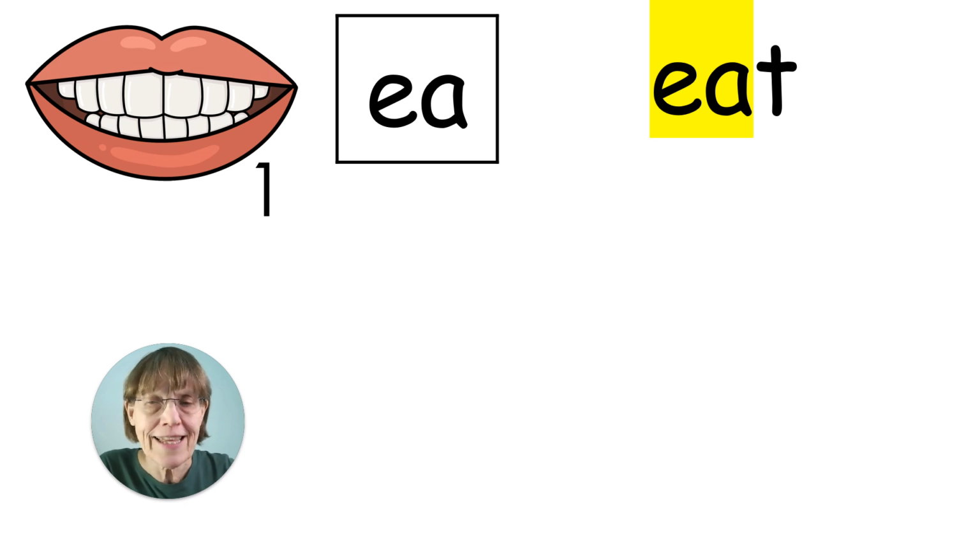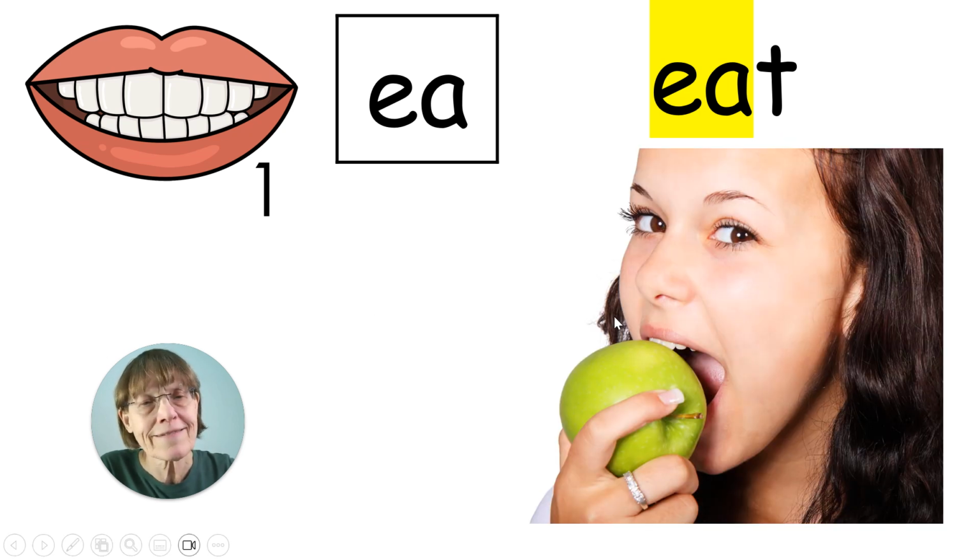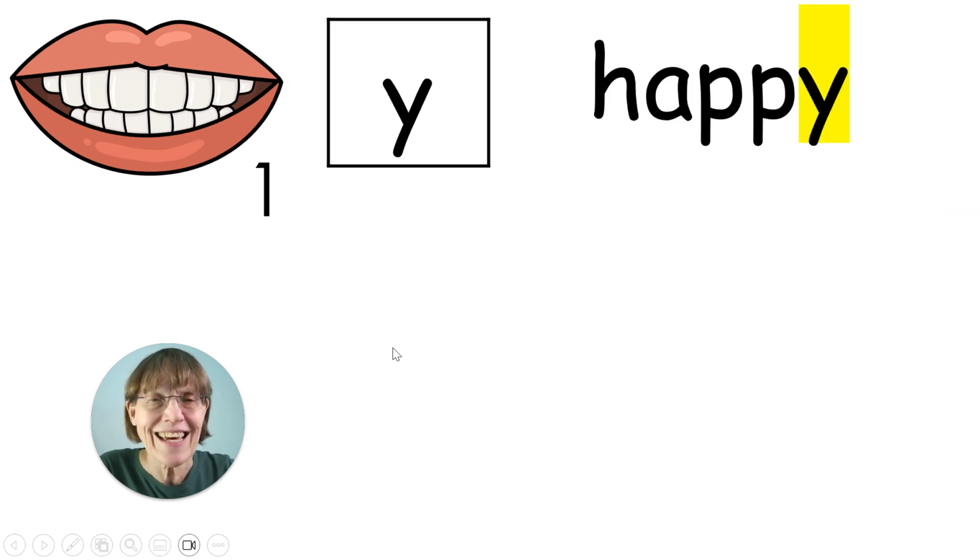Please read this word. So we just have 2 sounds. We have E and T. Eat. Keyword for EA.